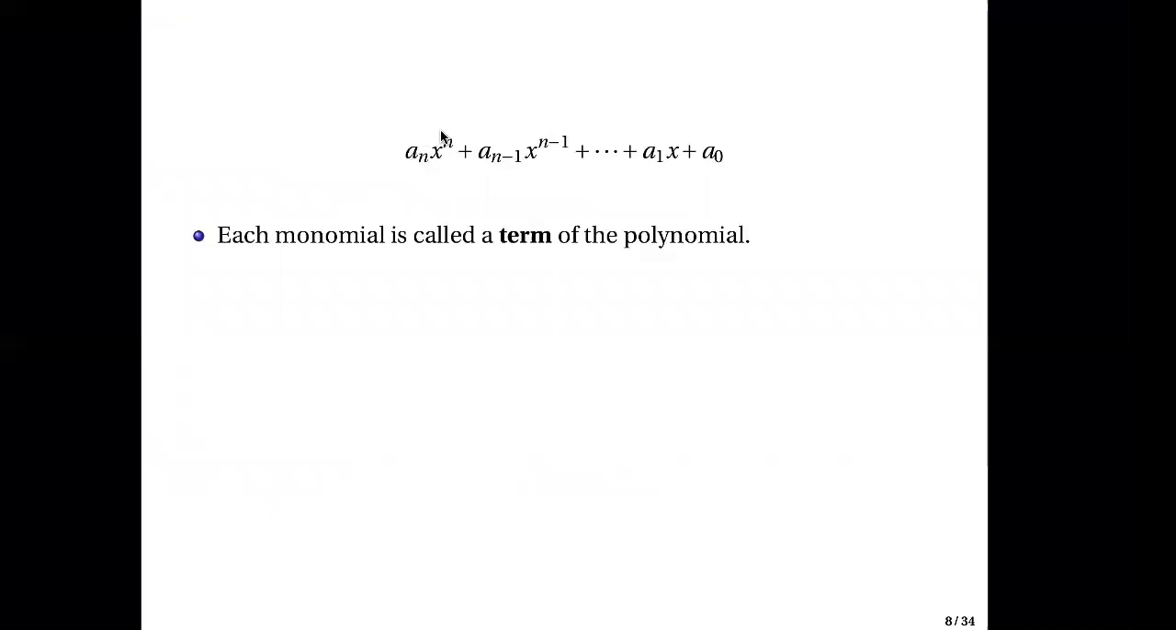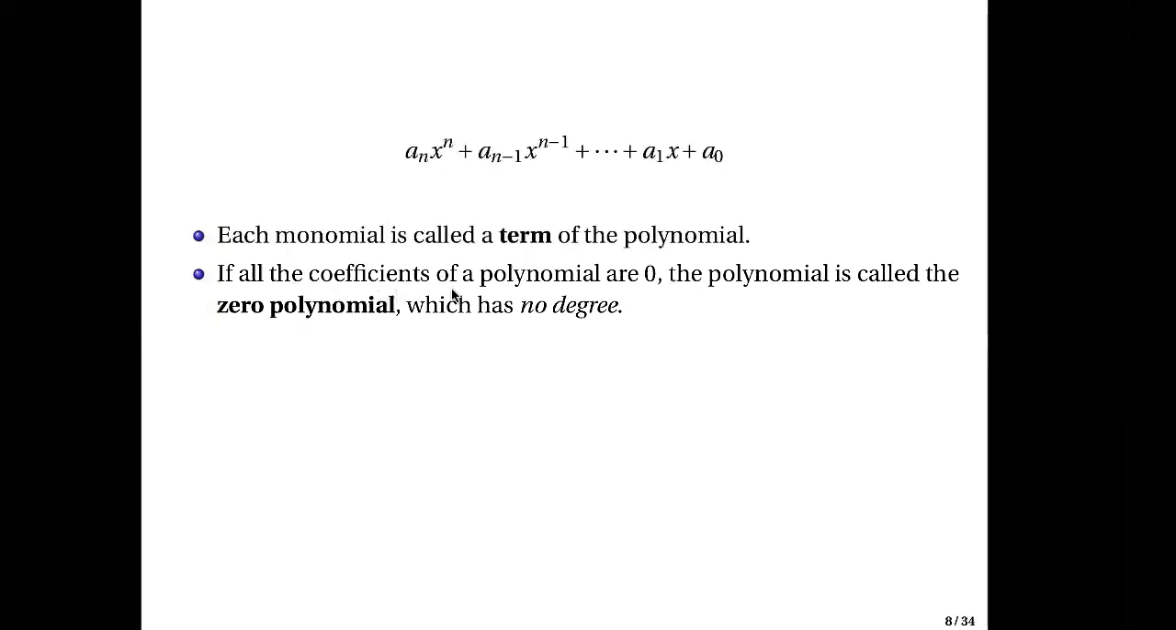So let us look at the polynomial again: a sub n x to the n plus a sub n minus 1 x to the n minus 1 plus dot dot dot plus a sub 1 x plus a sub 0. Each monomial is called a term of the polynomial. This here we called earlier the leading term, but all of them, this one, this one, this one, and this one, we call terms of the polynomial.